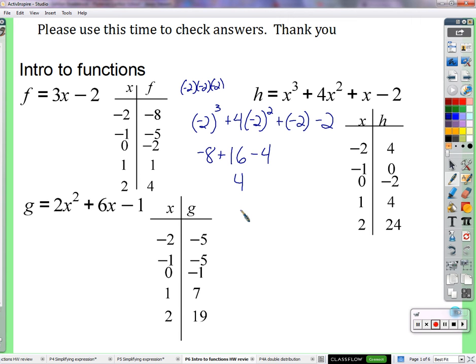Wouldn't it be a positive 8? Just negative times a negative. But it's a negative times a negative times a third negative. Oh, okay. Right. Yeah. So there are 3 negatives multiplied together. Other questions?